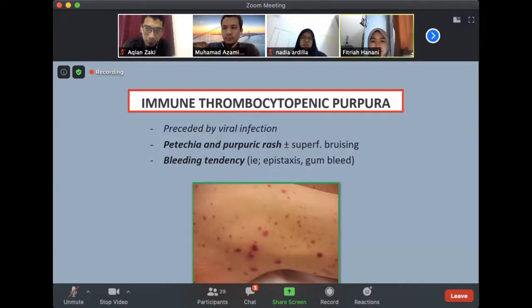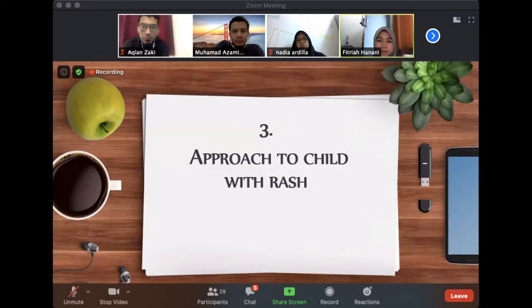Okay. So next one is ITP. It is usually preceded by a viral infection, where the rash will appear 1 to 4 weeks after the viral infection. It presents as petechiae and purpuric rash with or without superficial bleeding. The patient may also complain of a bleeding tendency such as epistaxis and gum bleed. Okay, so let's approach the child with rashes.